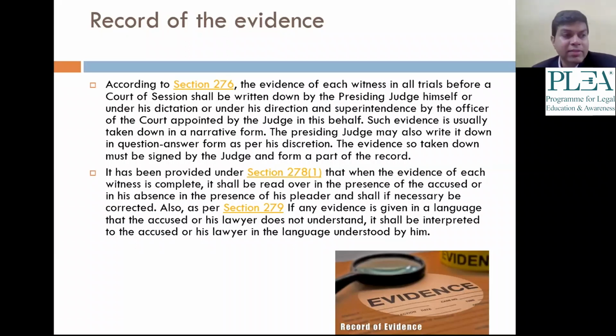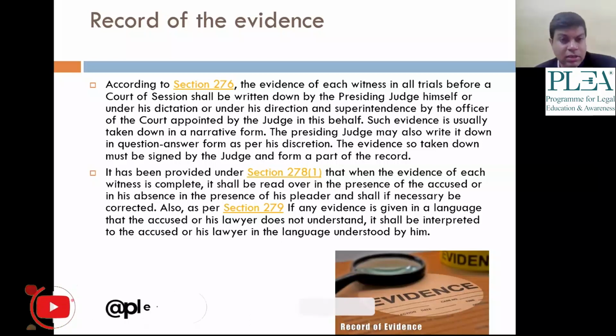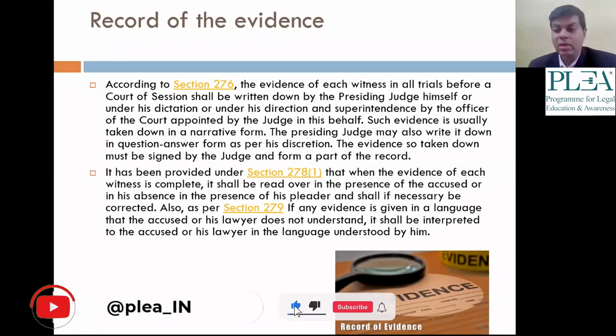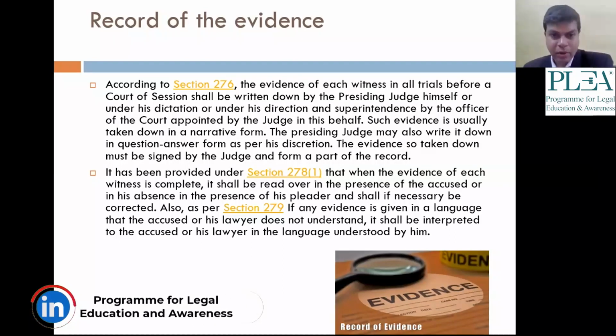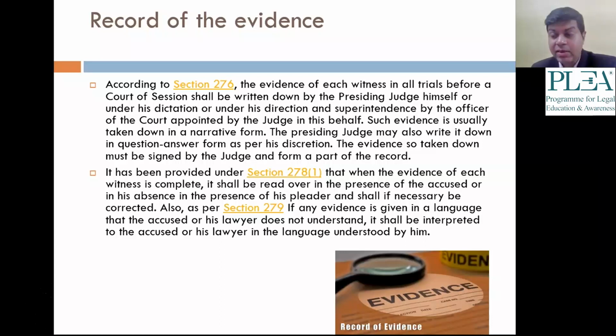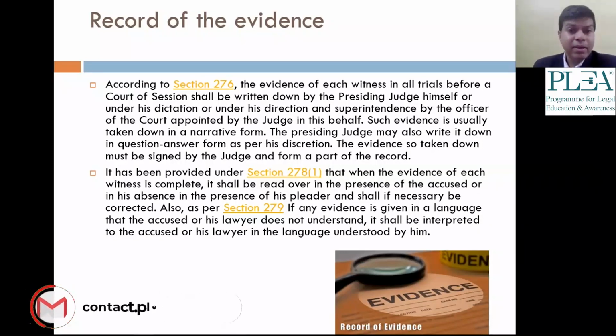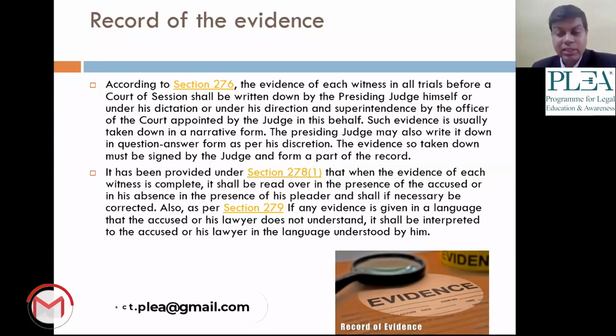Normally you must have seen that whenever there is a cross examination, the questions are asked to the witness. Such cross examination can be recorded in a question and answer form, and sometimes you will find that there are no questions, only the answers that have been stated by the witness. So it can be both. If there is a voluntary statement given by the witness, then the judge has the discretion to record it or not to record it.